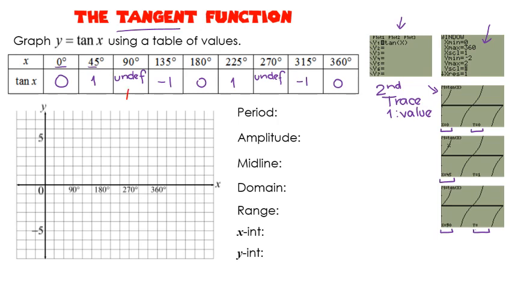Now, when we're graphing, any spot that you get undefined, what you actually see on your graph is a vertical asymptote. So at 90 degrees, you're going to get a dotted line, which acts as the vertical asymptote. And as it goes down, it's going to cut 90 on the way down. And same thing with 270.